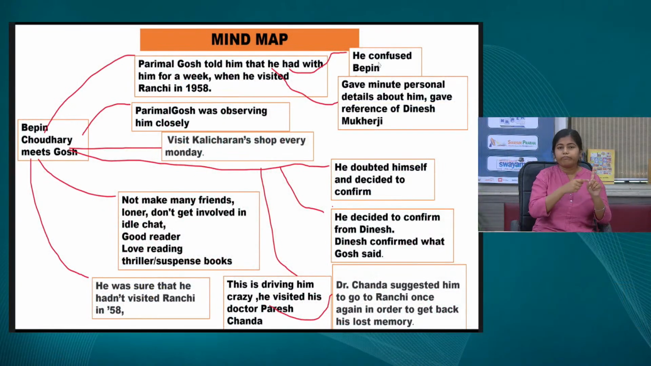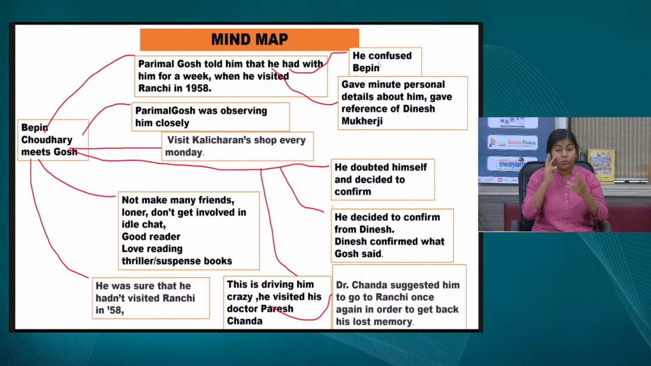He thought, I have never been to Ranchi, yet Dinesh is also confirming it, and Ghosh is telling me. So he thought something was happening to his brain, his memory; he has lost it somewhere, there is some forgetfulness. It is driving him crazy. He visited his doctor, Paresh Chanda, and Chanda suggested he go to Ranchi once again in order to get back his lost memory.